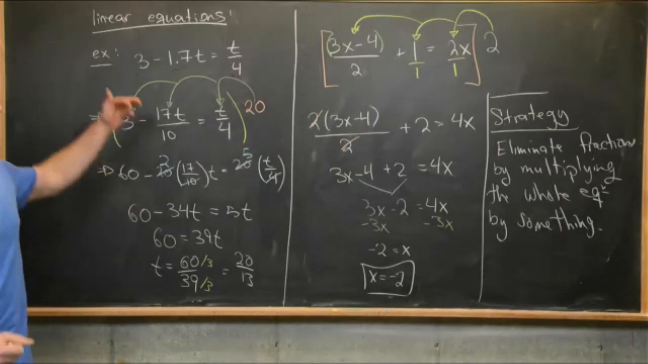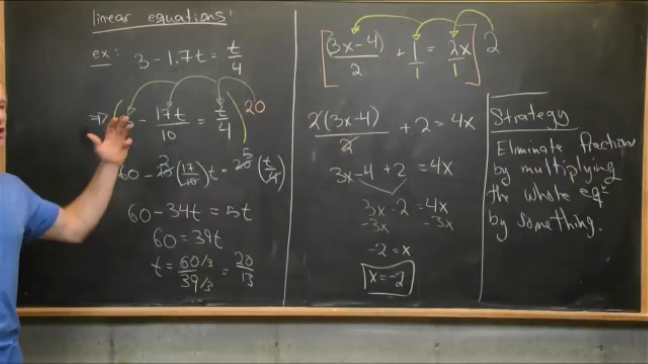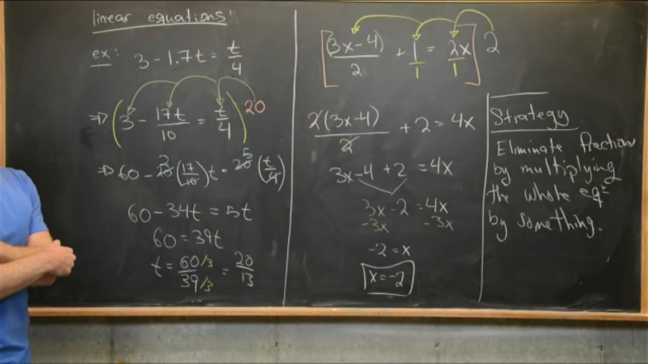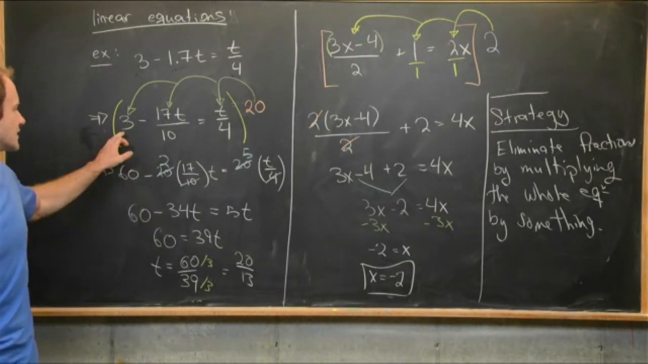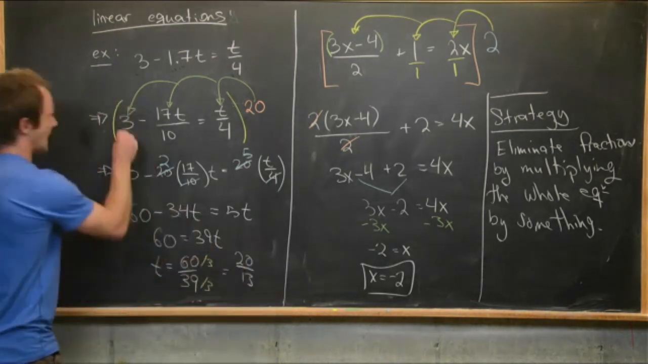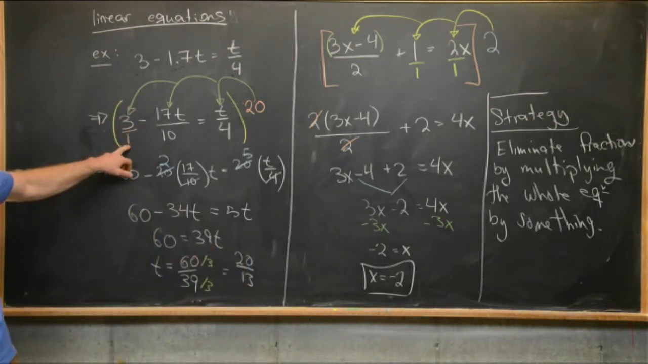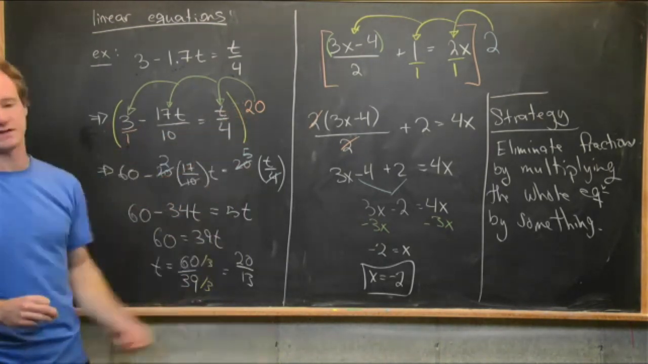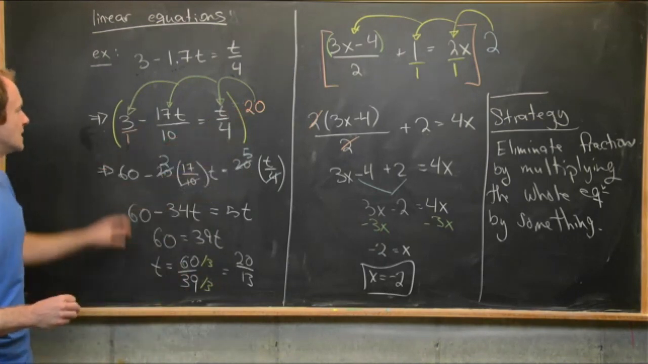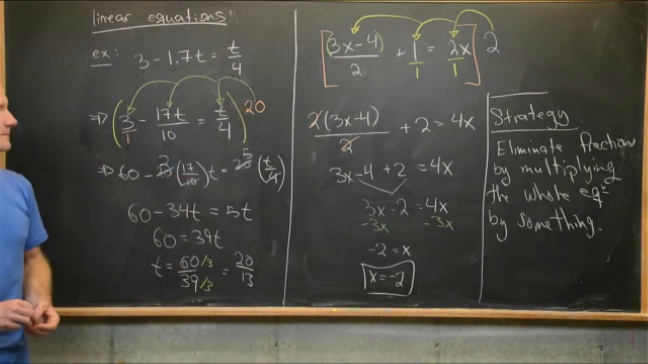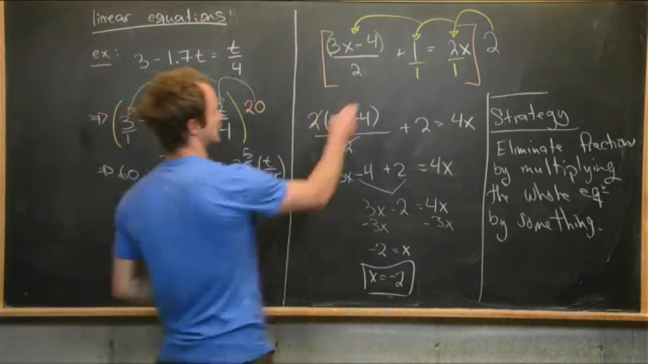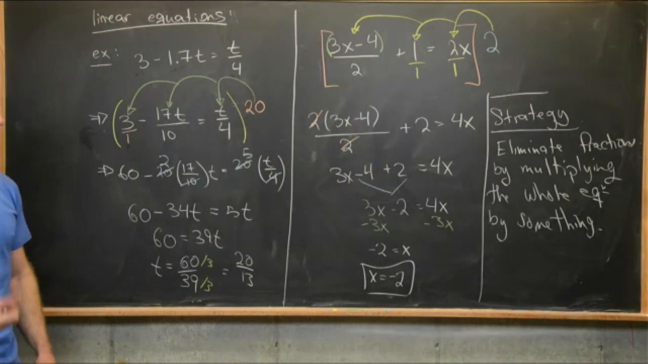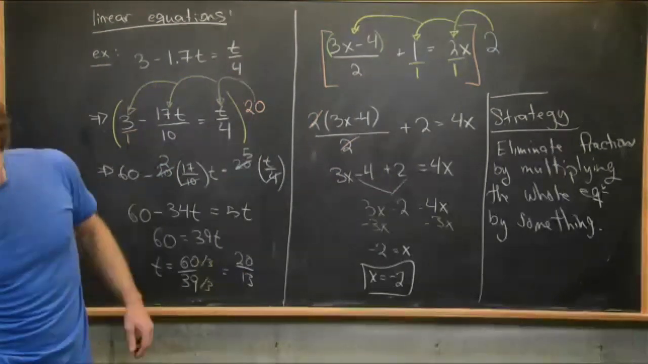But in short, it's the least common multiple of every denominator. So we look at all of the denominators here. We had 1 as a denominator, 10 and 4. So the least common multiple of 1, 10, and 4 is 20. And then here, the least common multiple of 2, 1, and 1, well, that's just 2. Okay, great. So let's do another one.